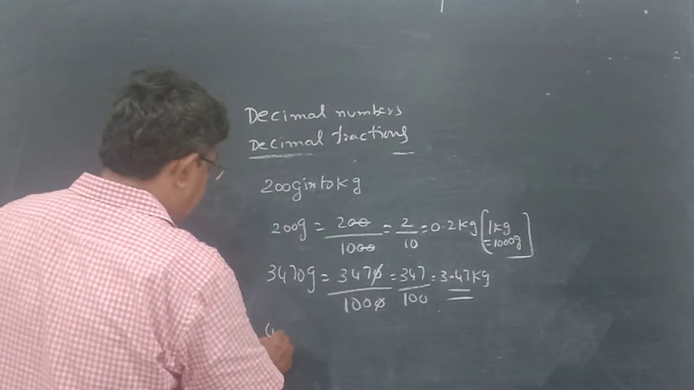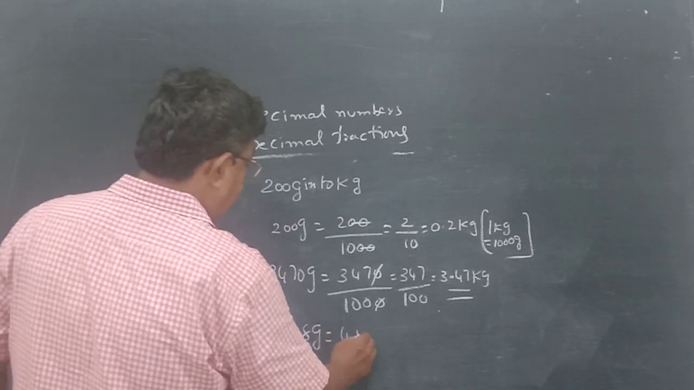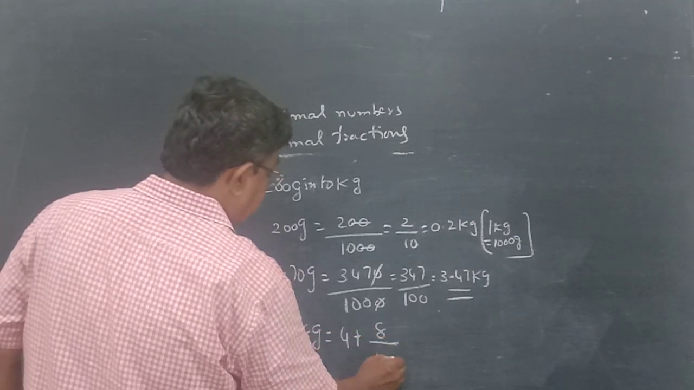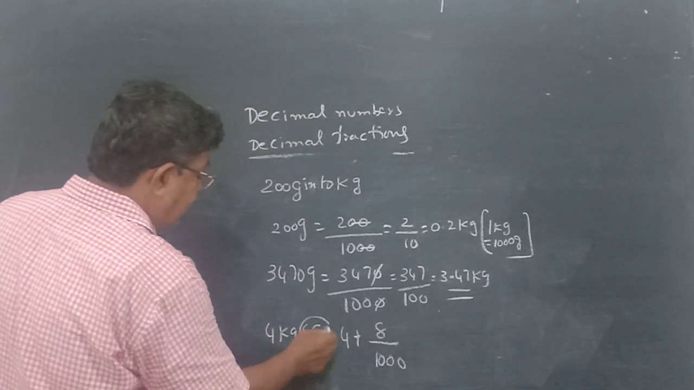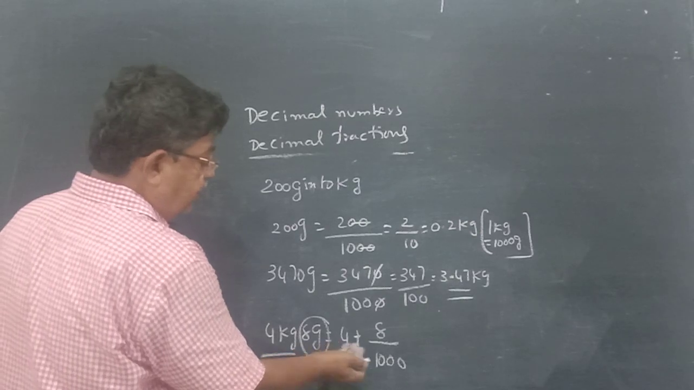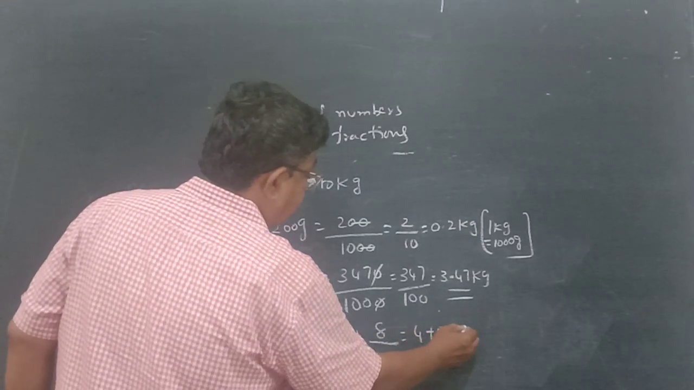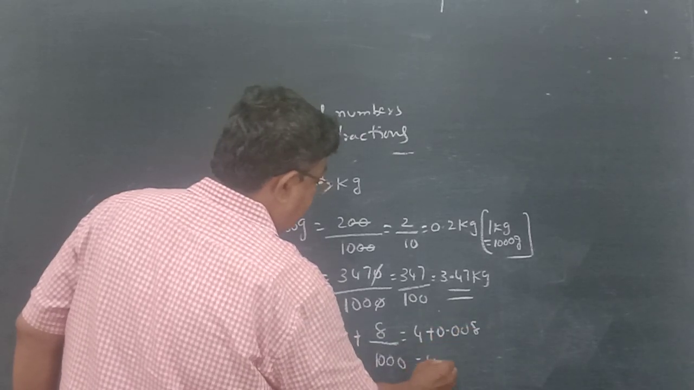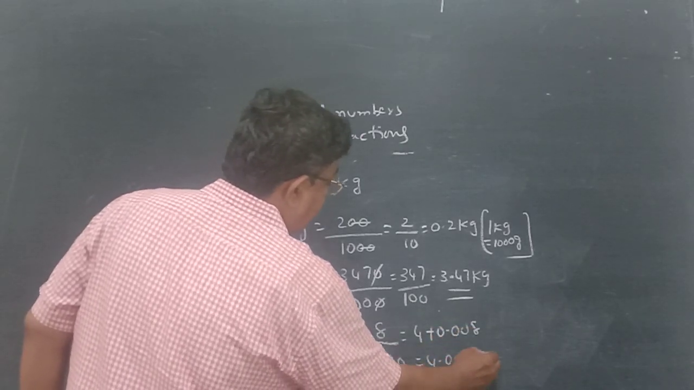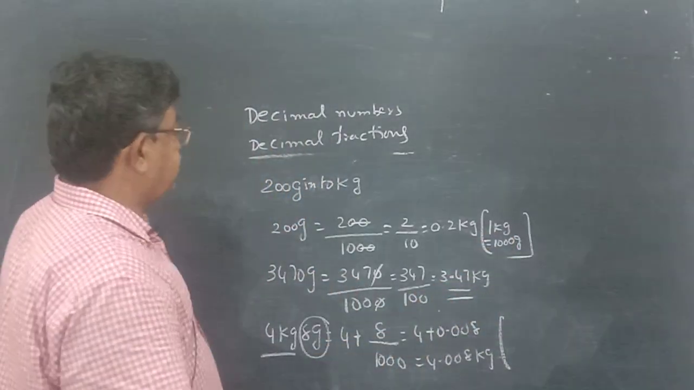Now 4 kg 8 grams is equal to 4 plus 8 by 1000. You want to convert grams into kilograms. Already this is in kilograms, so you need not change 4. You have to change only 8. It is equal to 4 plus 0.008, which is equal to 4.008 kilograms. Same, 1 kg is equal to 1000 grams.